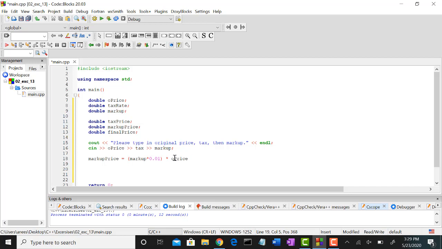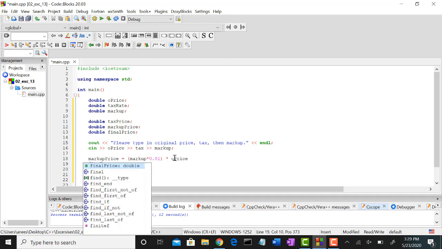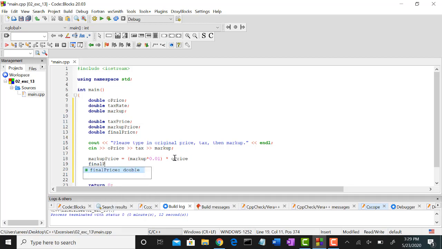Next thing we need to do is add some changes to the final price. The final price will be equal to the markup price plus the original price, oPrice.